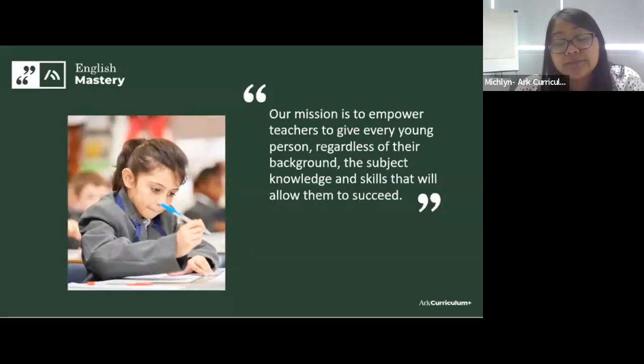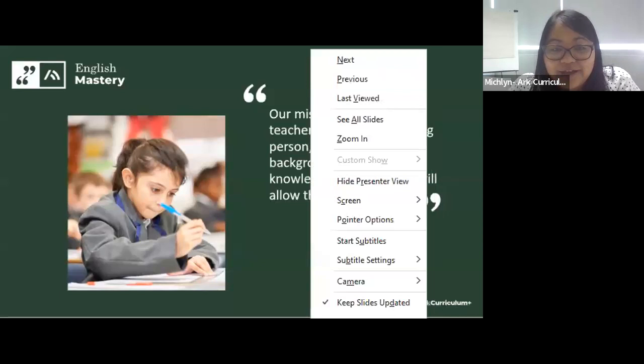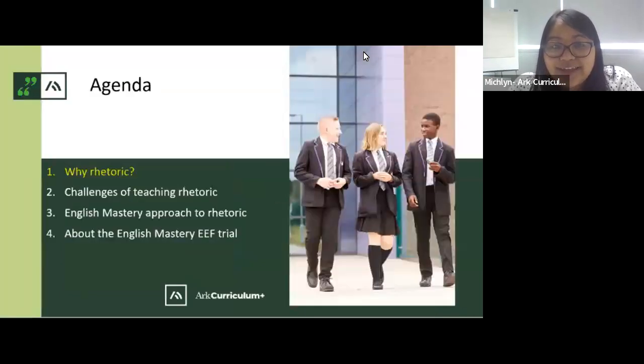So we are a subject improvement programme, and we focus on English mastery, the teaching of English at Key Stage 3. Okay, so that's us. So we're going to now think about rhetoric.